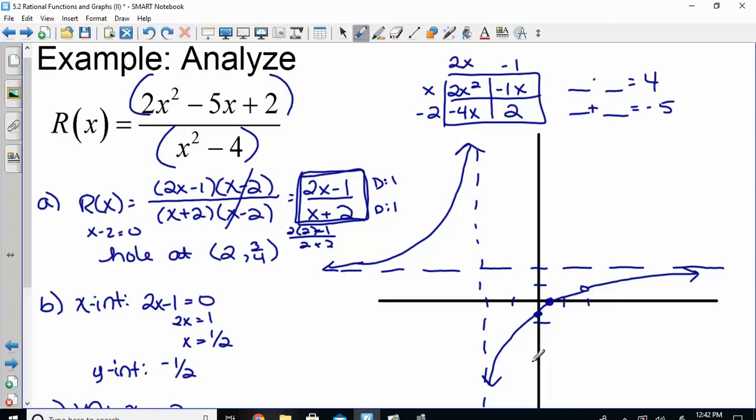Alright, so that's the first one that we've actually graphed that had a hole on it. So if there were 2 that canceled out, there'd be 2 holes, and 3, there'd be 3 holes.